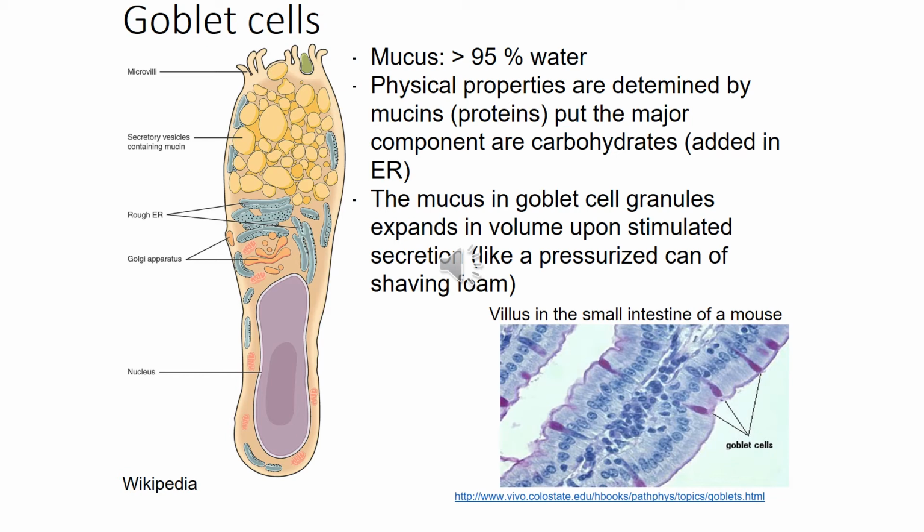On the little picture on the lower right, you see the goblet cells being stained inside of the small intestine of a mouse, and they are evenly distributed in the villi.